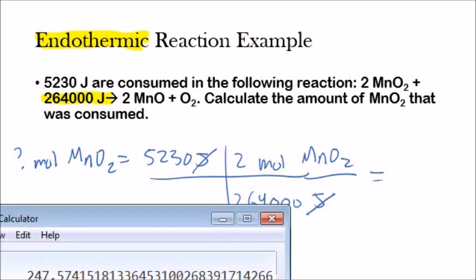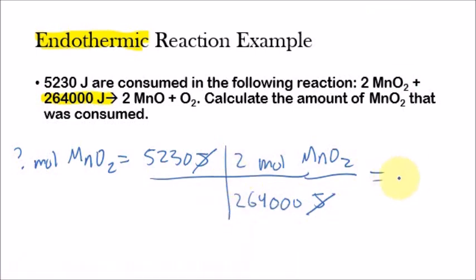So 5230 times 2 divided by 264000. We're getting this. The answer needs to be rounded down to 3 significant digits because this number has 3 significant digits and so does this one. So our answer will be 0.0396. This will be 0.0396 moles of MnO2, or manganese 4 oxide.